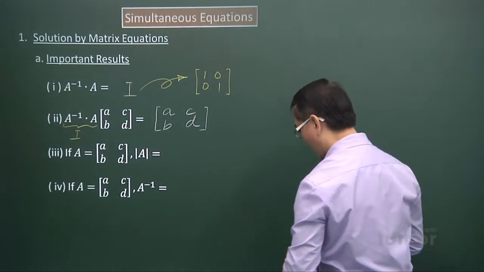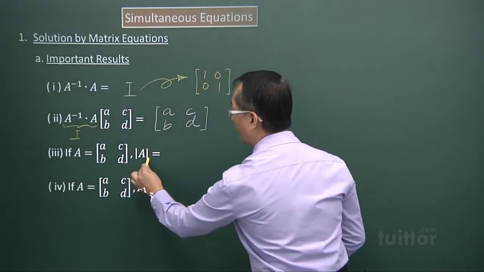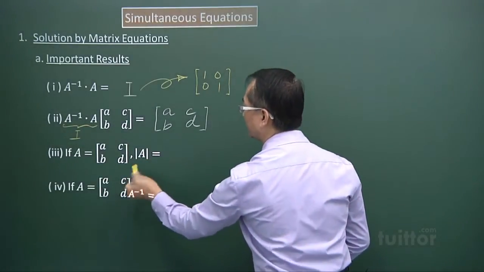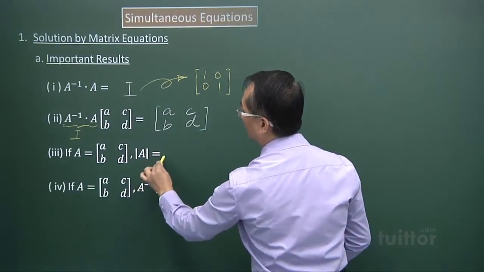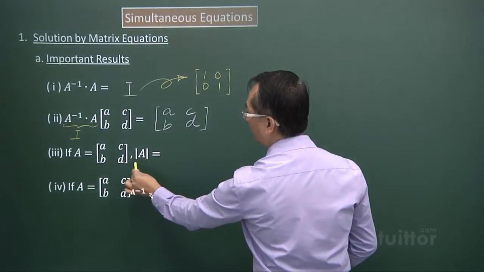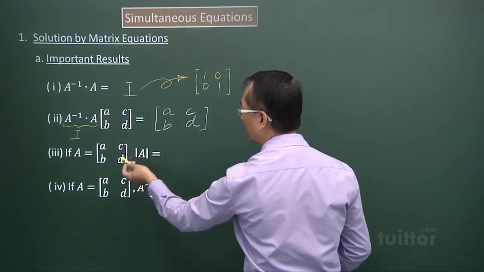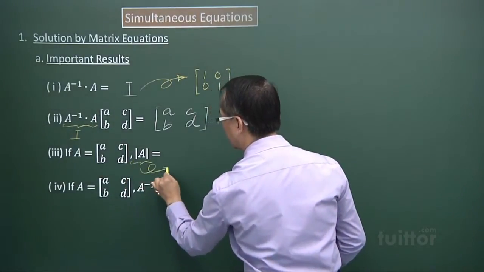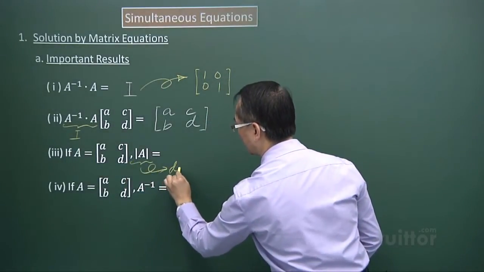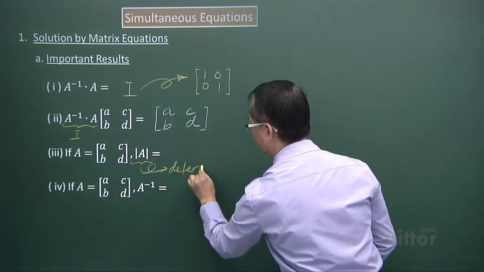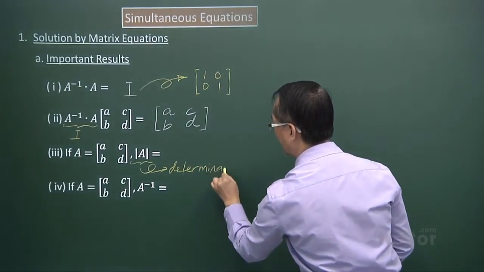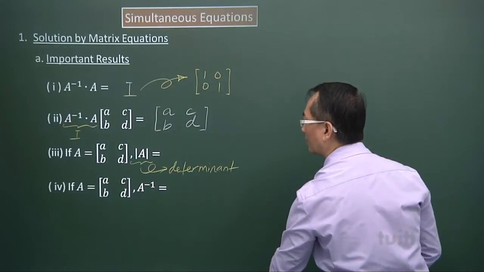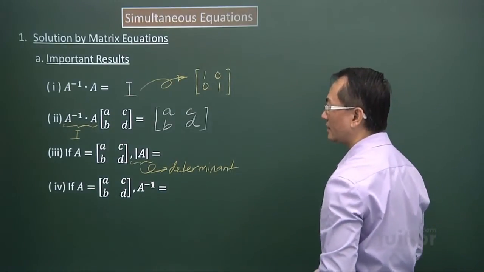Next, this is not modulus A, this is not the magnitude of A, this is simply the determinant of the matrix A. So this is how we do it.